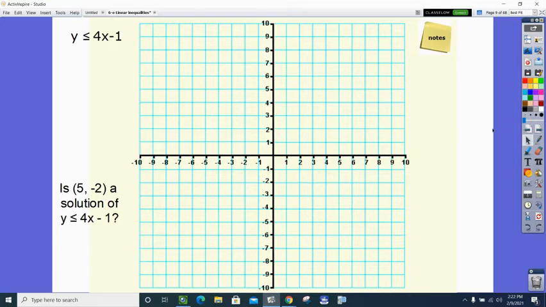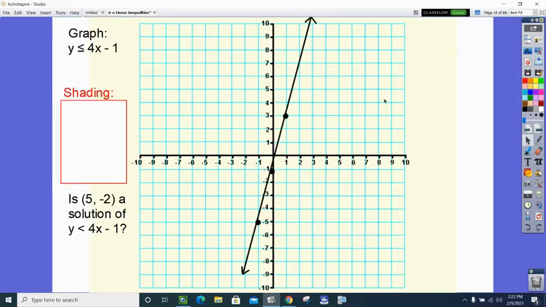So let's see how you did. We're going to start by graphing the line. It was already in y equals mx plus b, if we put an equals in there. So there's my y-intercept, and you go up 4 and over 1. I kind of missed that point a little bit, the way I drew the line. And it's solid because it's less than or equal to.